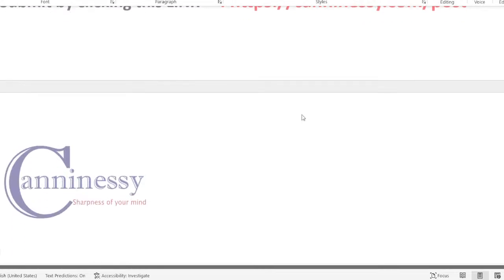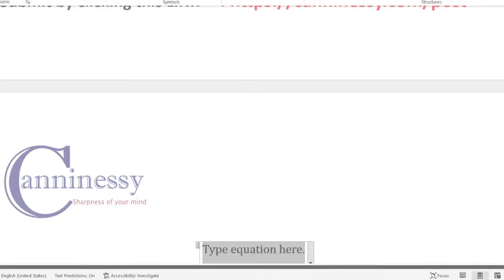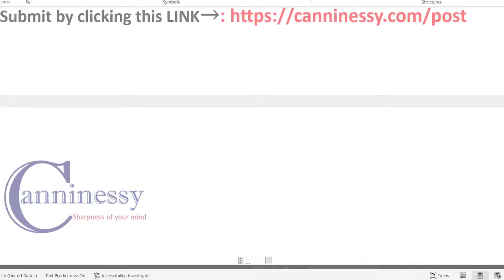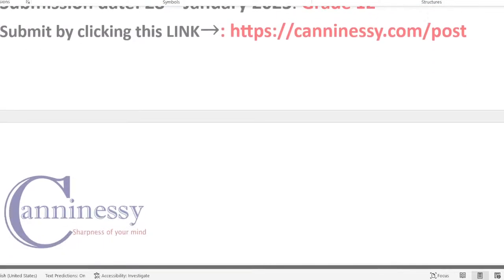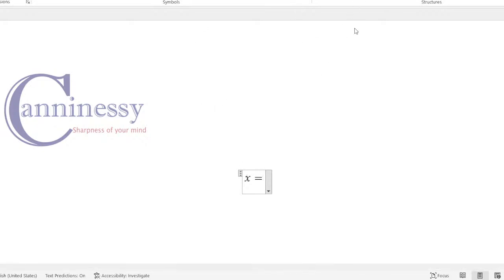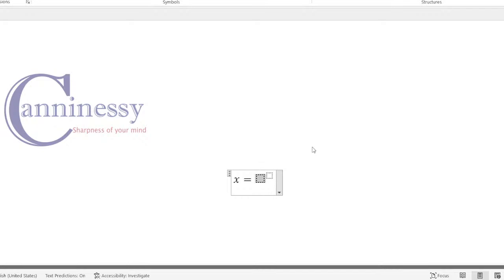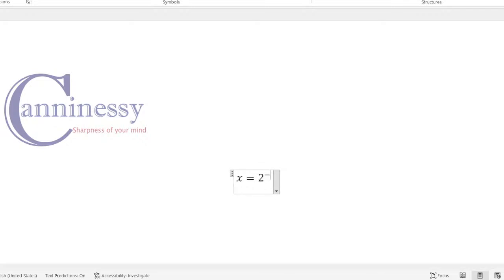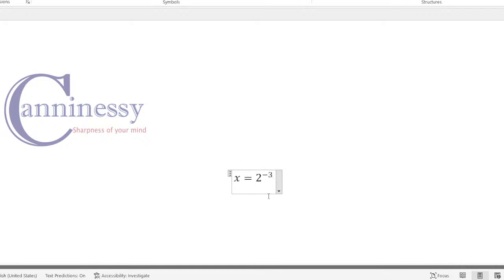So then we'll say x is equals to 2 to the power negative 3. We are removing that one because in maths we have an invisible one, that is an exponent. So we will say x is equals to 2 to the power negative 3. Right, now let's change this.